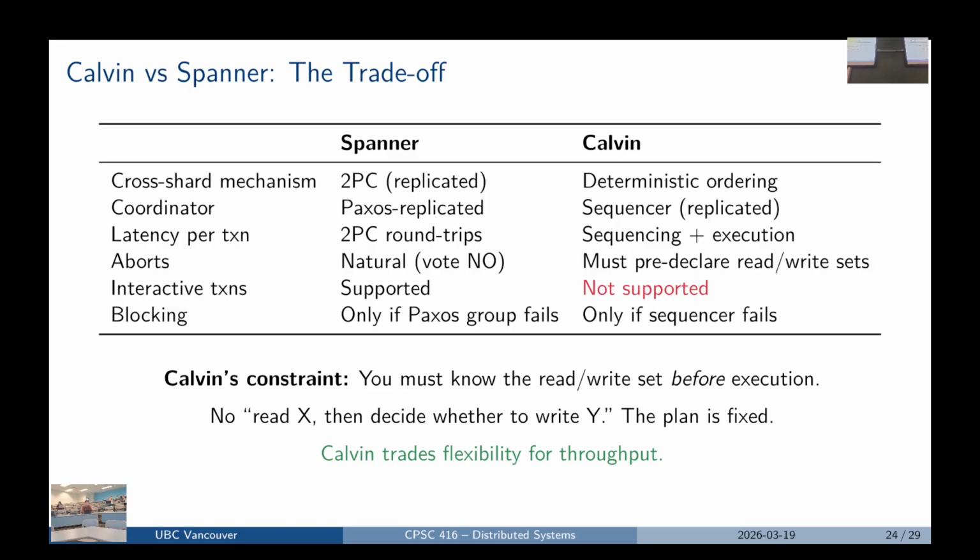Aborts here, those are natural. You just simply vote no. Here, the problem is there isn't an abort model. Calvin doesn't allow you to say no retrospectively. You have to pre-declare everything you're going to do. Nice way to solve the problem. Spanner actually allows interactive transactions. Calvin does not. In Calvin, you have to define everything that needs to be done in order to make this happen atomically up front.